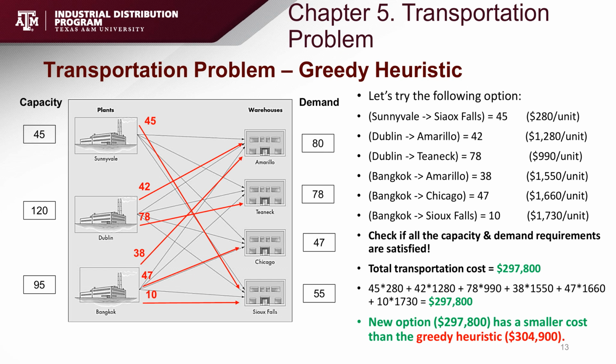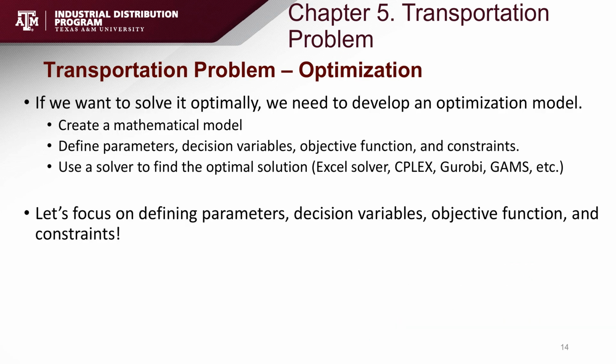The key swap was sending Sunnyvale's cheap output to Sioux Falls instead of Amarillo. A small reshuffle that ripples into real savings. Alright, if Greedy can't guarantee the best answer, what can? Well, a true optimization model. The recipe is exactly the 4 components we introduced earlier. Basically, lay the problem out mathematically, define your parameters, your decision variables, your objective function, and your constraints, and then let a solver crunch it.